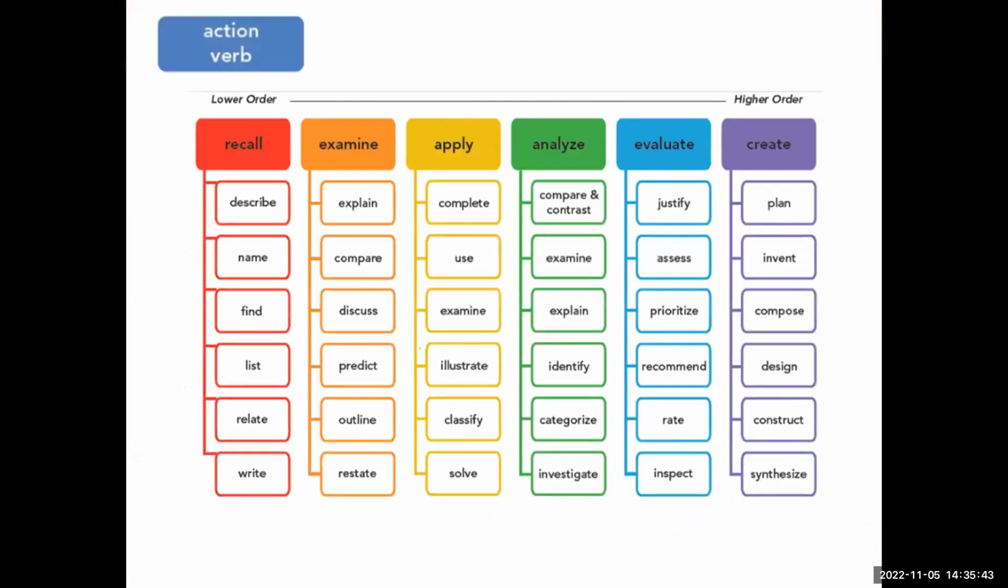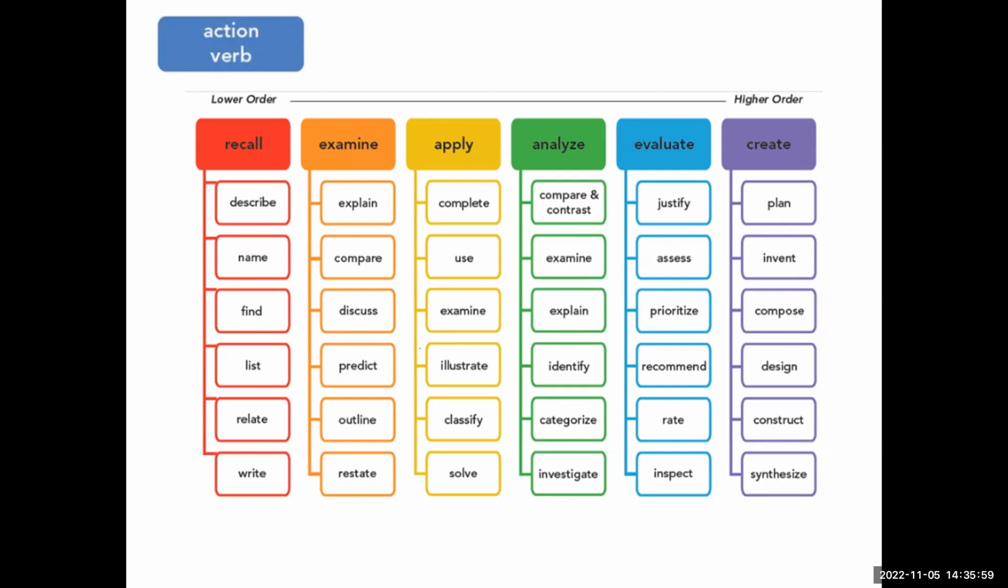So action verbs are like this. If it is visible on the screen, you can see that from left to right, lower order to higher order, it ranges from describe, name, find, list, relate, write. These are the various words for recall.